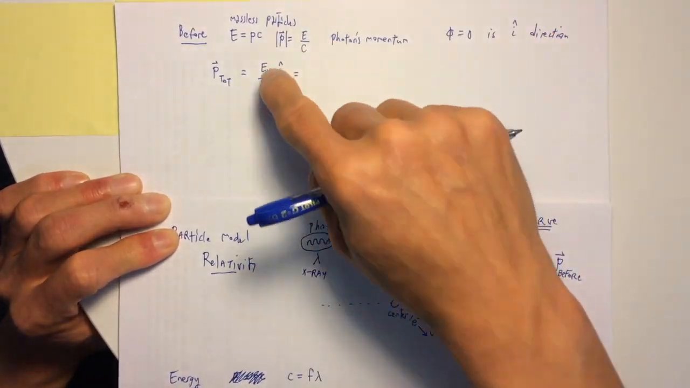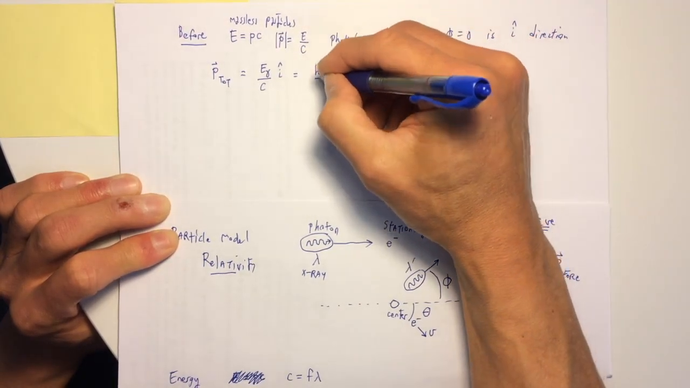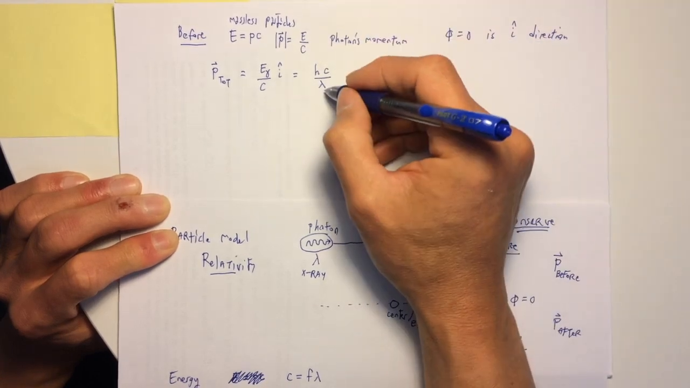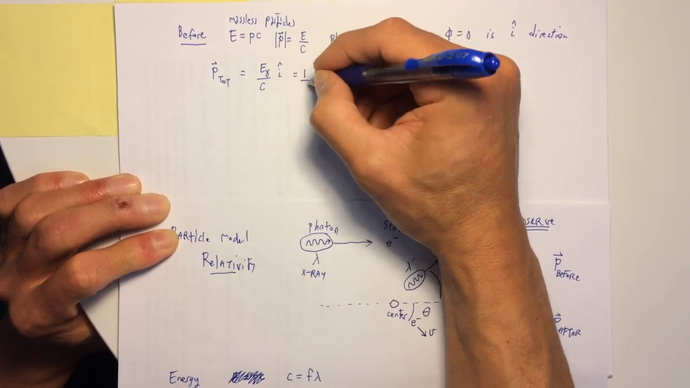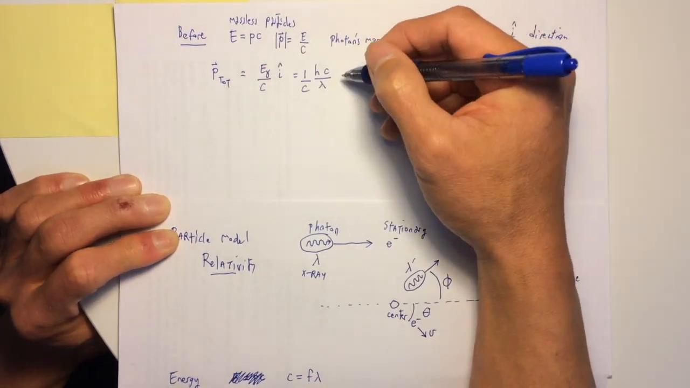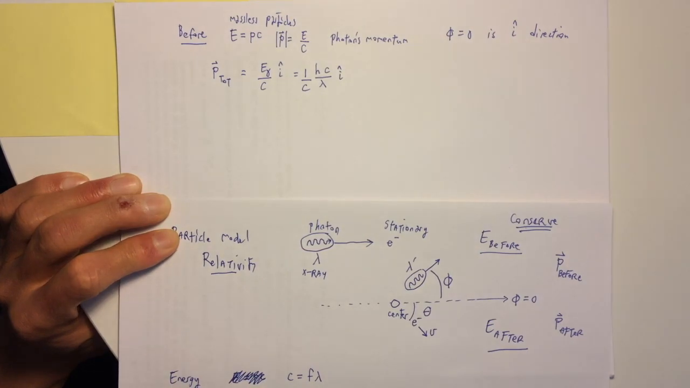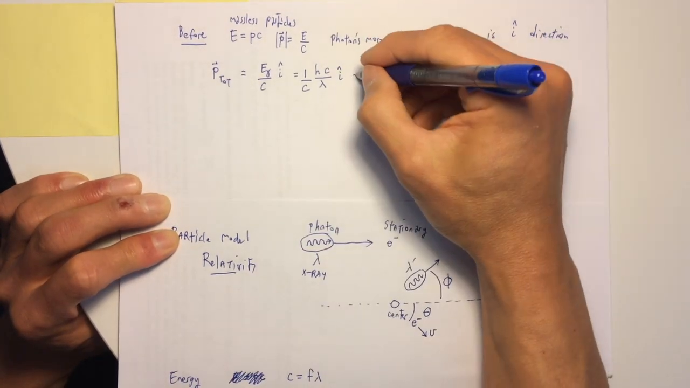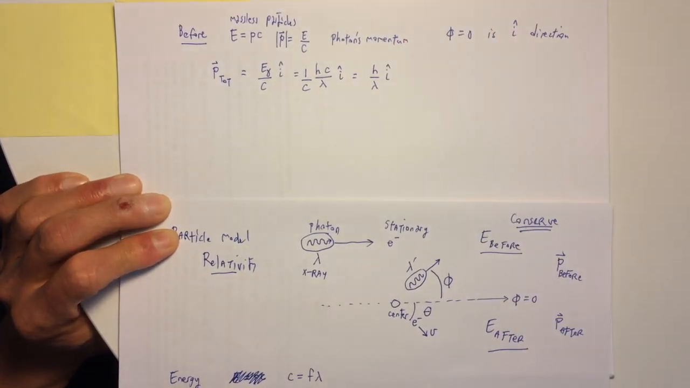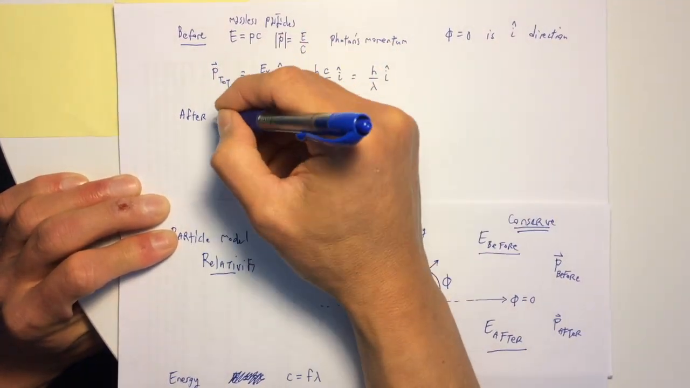And the energy of my photon was hc over lambda. That's the energy of my incoming photon. But now I'm going to divide out a speed of light, because in order to get momentum, I divide the energy by the speed of light for a massless particle, and then I multiply by the right direction. And this looks like just h over lambda i hat.